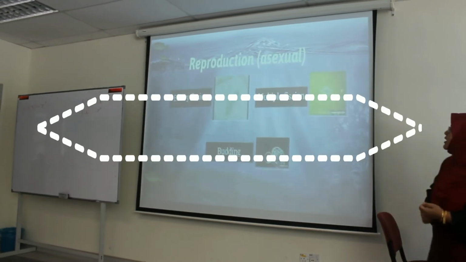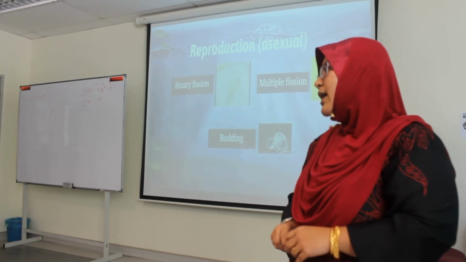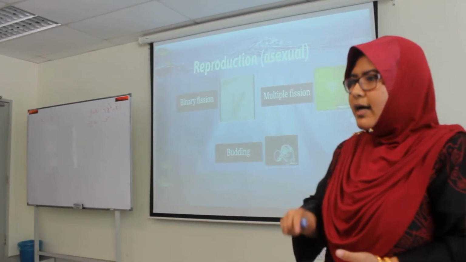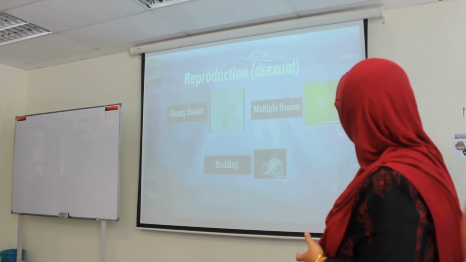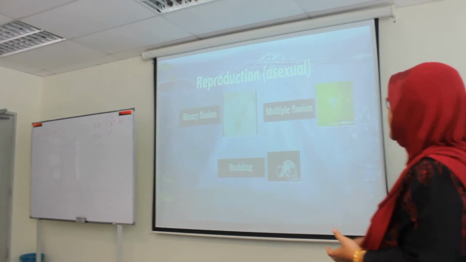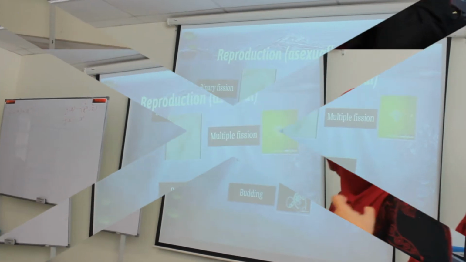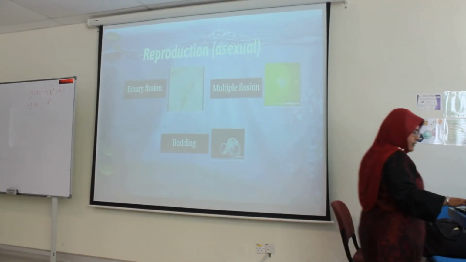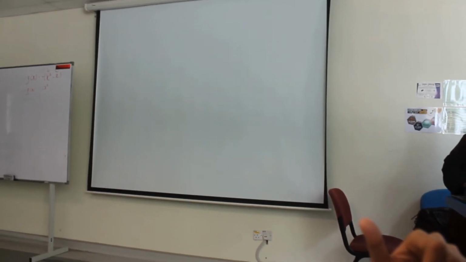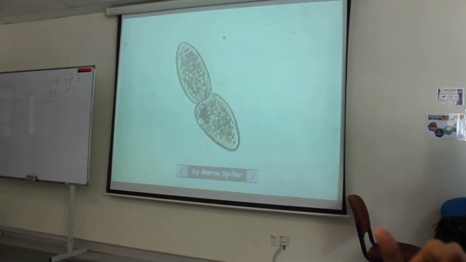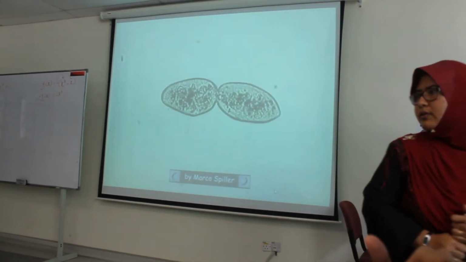The third one is reproduction. Like I said earlier, the protists can reproduce either sexually or asexually. There are three types of asexual reproduction: binary fission, multiple fission, and budding. I do have, I hope the video works, a video of paramecium doing binary fission.